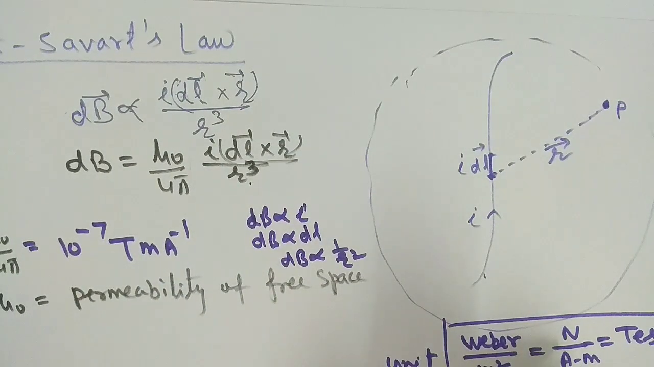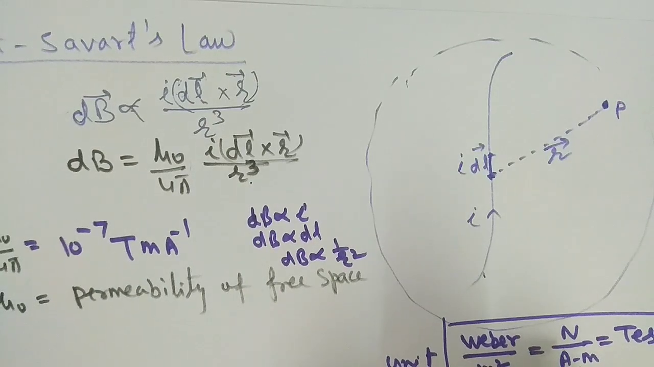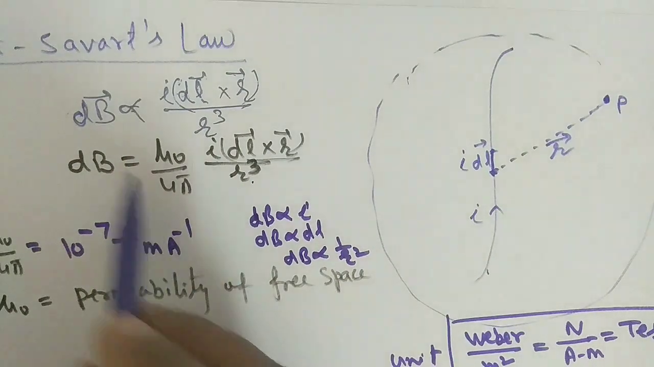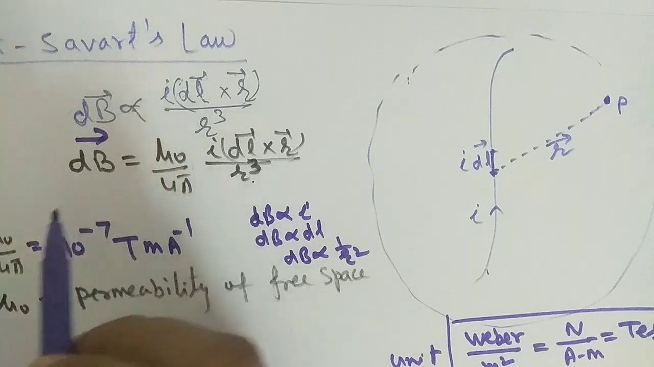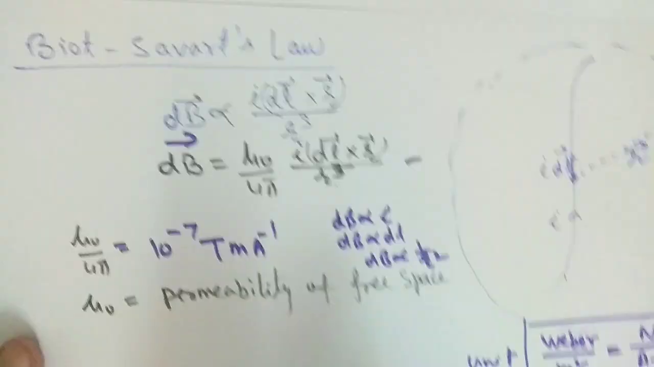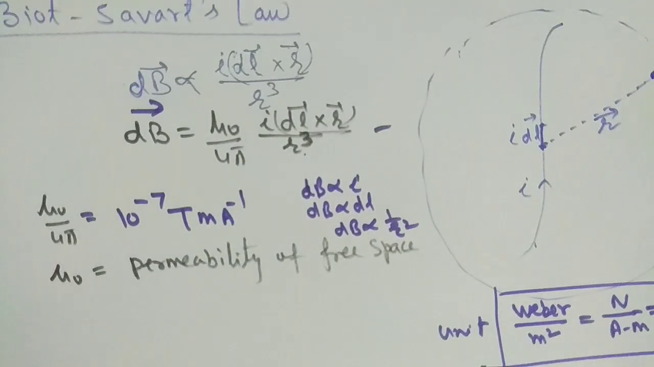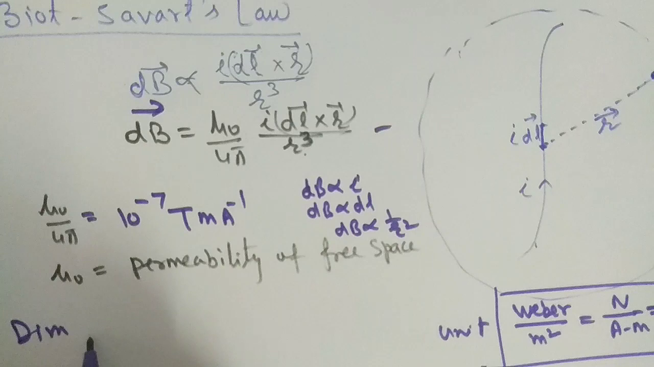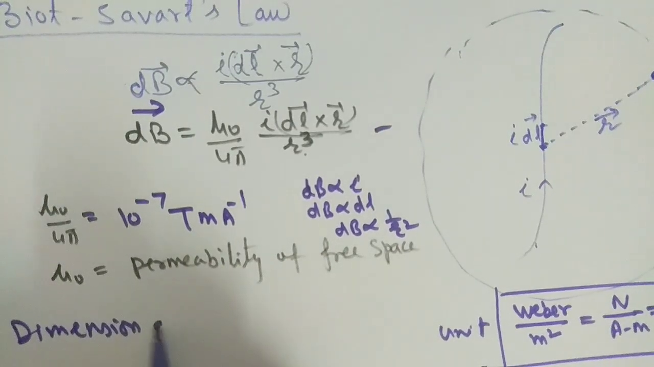So this is about the Biot-Savart law. Just remember, it is the formula, and you have to remember this formula clearly. Now, see dimensions. What is the dimension of the mu naught? Okay, important for your exam.